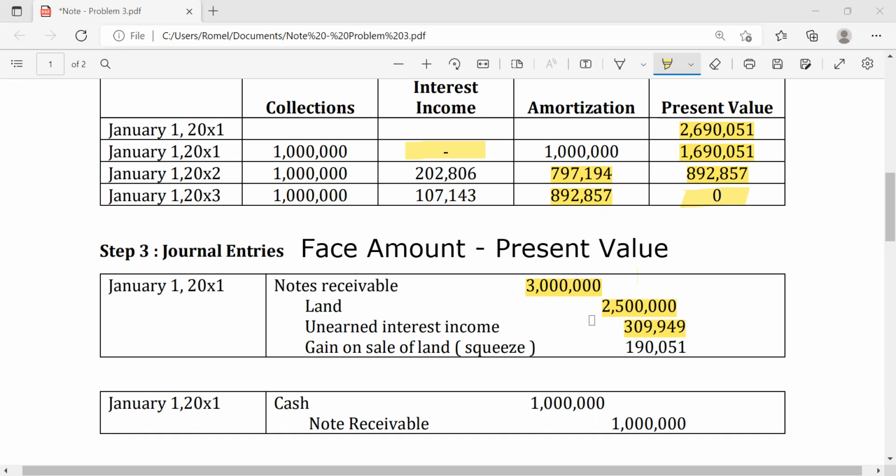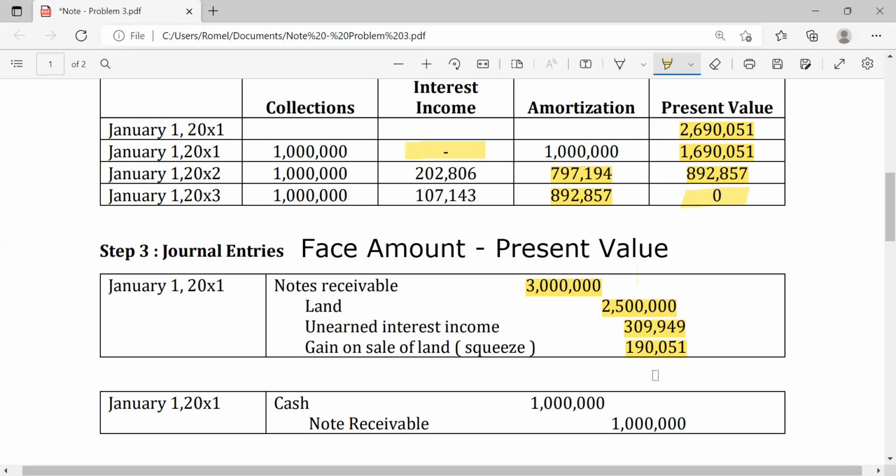So as you can observe, ang debit and credit side, hindi pa siya nagbabalance as of the moment. So what will be our squeeze account that will balance the debit and the credit? Gain on sale of land. We will recognize a gain on sale of land in this kind of transaction worth 190,051. Why is this a gain?